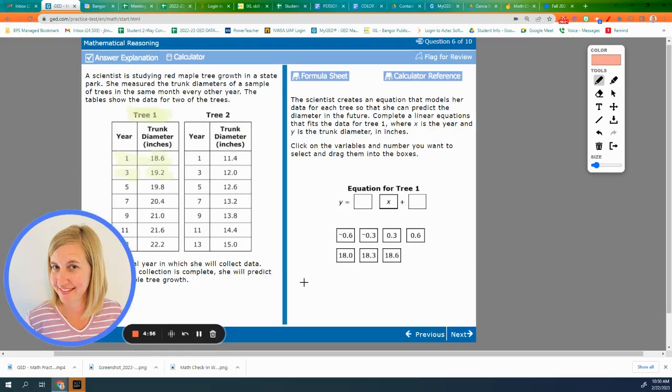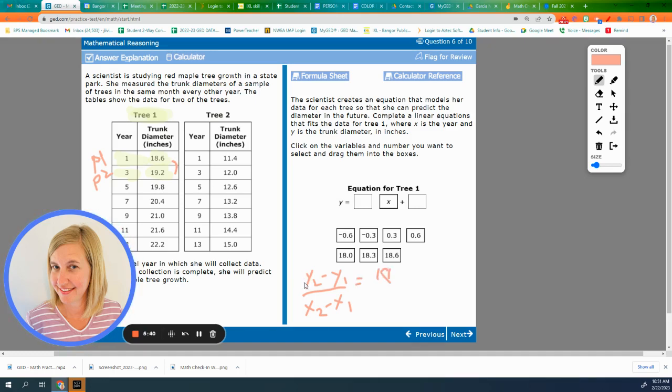Okay, so now that I have 2 points selected, I'm going to go ahead and calculate that slope of a line. I'm going to call year 1 P1 or point 1, and point 2 is going to be year 3. So when I'm looking at that formula from the formula sheet, y2 minus y1 over x2 minus x1. I'm going to be looking at the y from point 2, which is 19.2, and I'm going to subtract the y from point 1, which is 18.6.